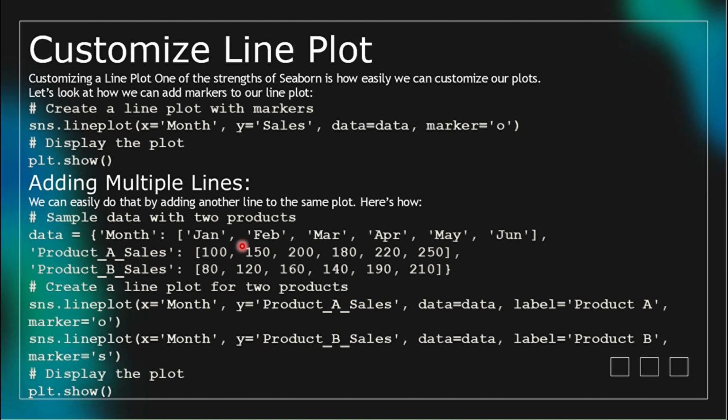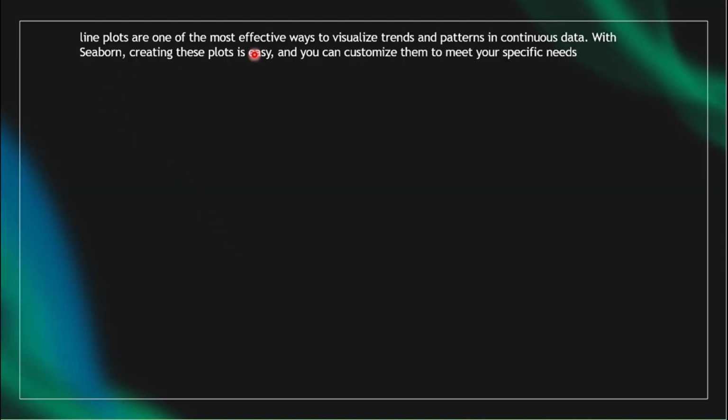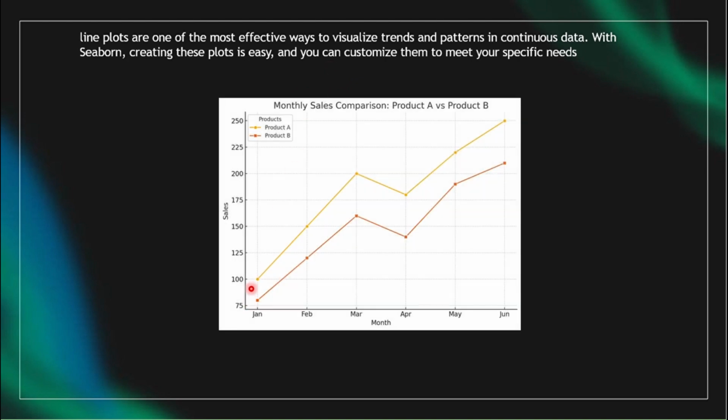To summarize, line plots are one of the most effective ways to visualize trends and patterns in continuous data. With Seaborn, creating these plots is easy, and you can customize them to meet your specific needs. Whether you are plotting a single trend or comparing multiple variables, Seaborn's lineplot function makes the process both simple and flexible.